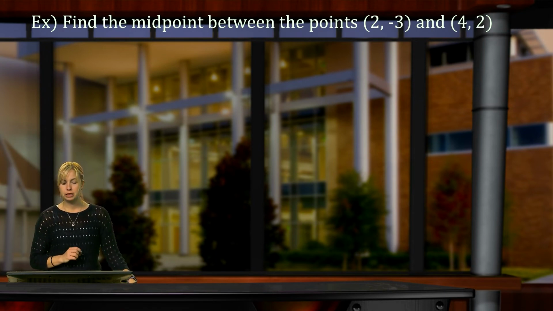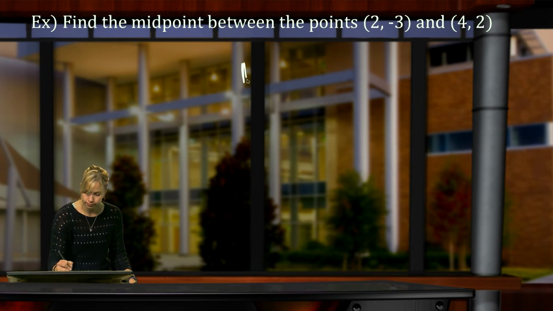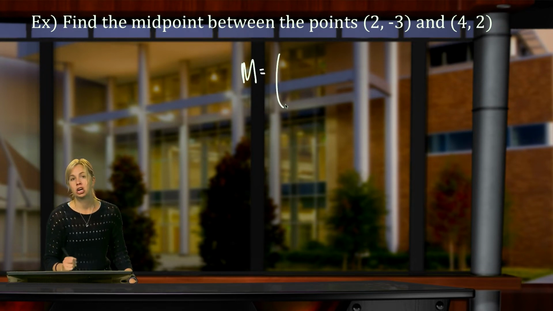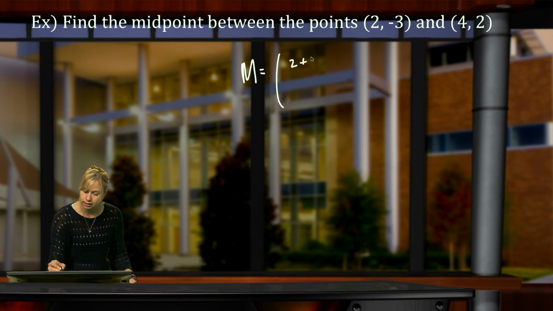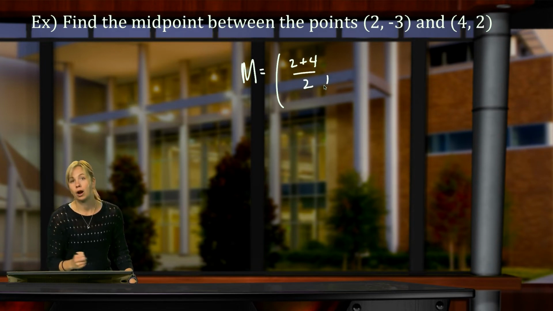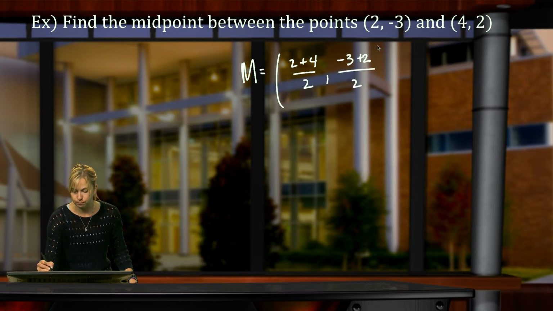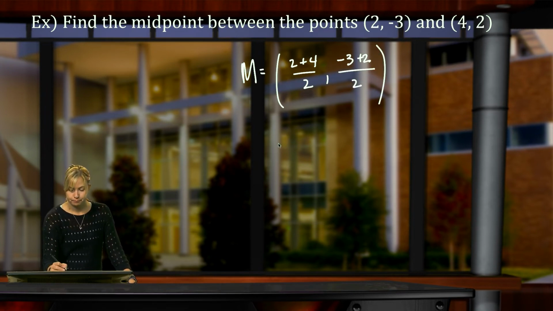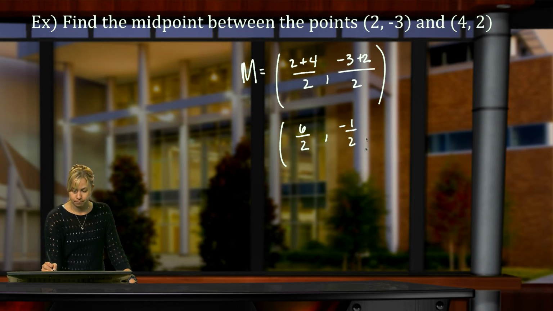Find the midpoint between the points 2, -3 and 4, 2. So we're averaging our x's, 2 plus 4 over 2. We're averaging our y's, -3 plus 2 over 2. And now we just simplify. 2 plus 4 is 6. -3 plus 2 is -1.